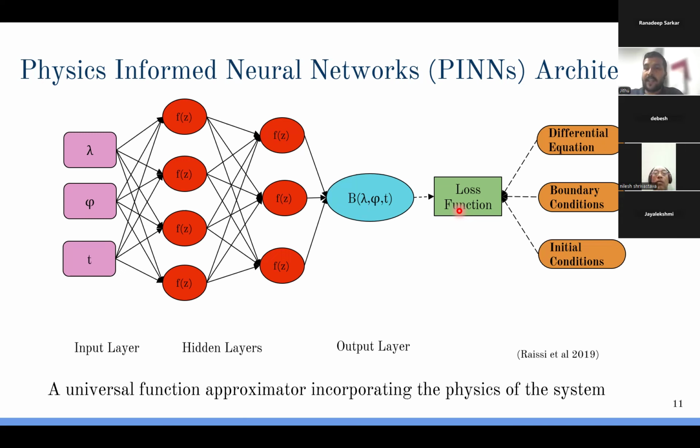So it's like constraining the network on how much the values could deviate from each other. We are giving a constraint to the solution, the magnetic field B, in this specific case. And that's how this network works.